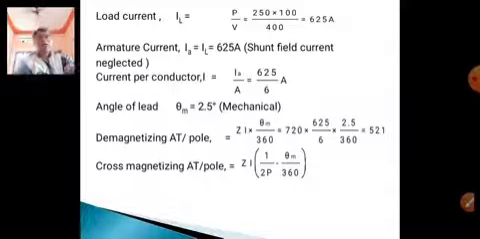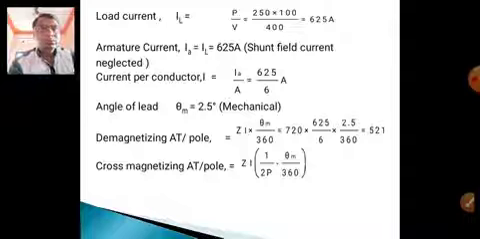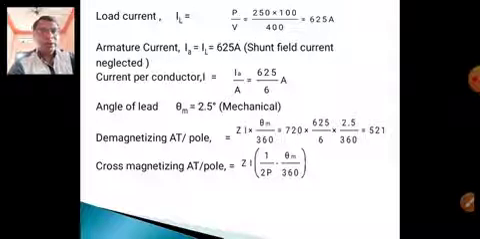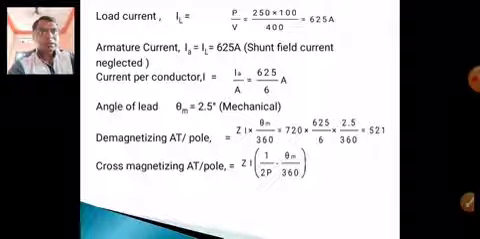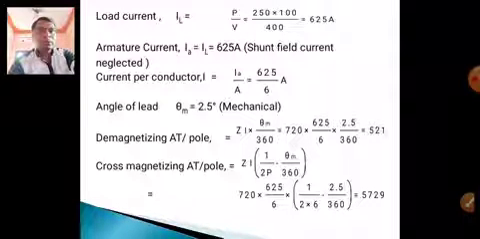Again, the cross magnetizing ampere turns per pole is ZI into (1 by 2p minus theta m by 360). Z is 720, I equal to 625 by 6, into 1 by 2p, 1 by 2 into 6, minus theta m 2.5 by 360 degrees. So we get the value of 5729. So here always the cross magnetizing ampere turns per pole will be more, right?